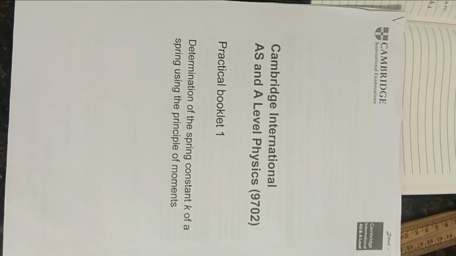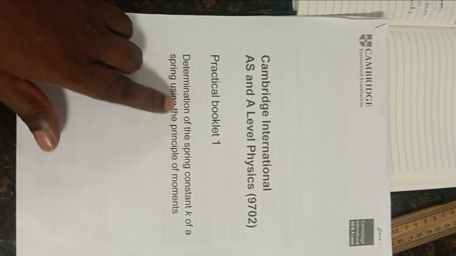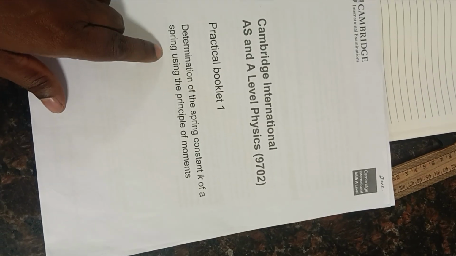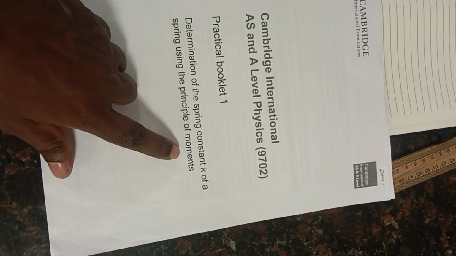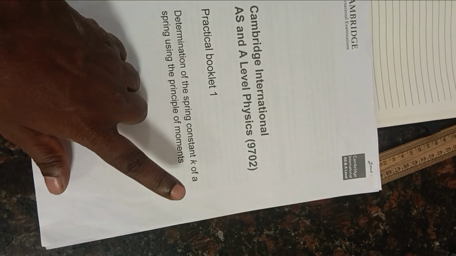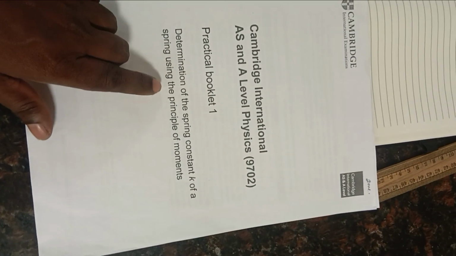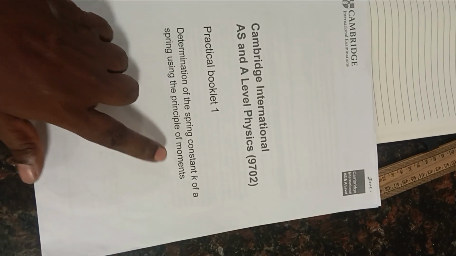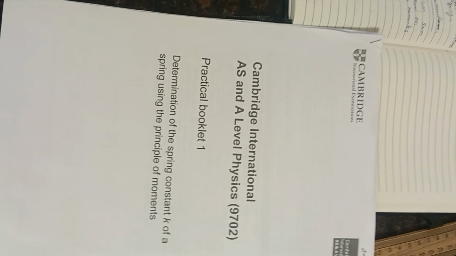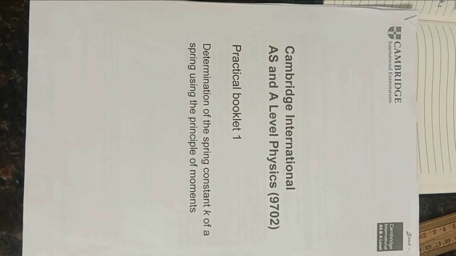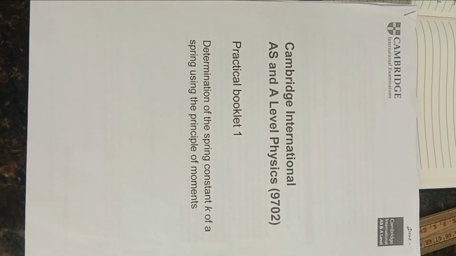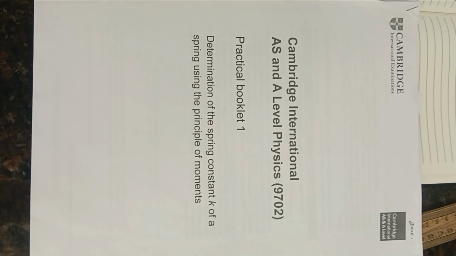Now I will explain the determination of the spring constant K of a spring using the principle of moments. What does the principle of moments mean? In rotational equilibrium, the sum of all clockwise moments is equal to the sum of all anticlockwise moments about the same pivot.